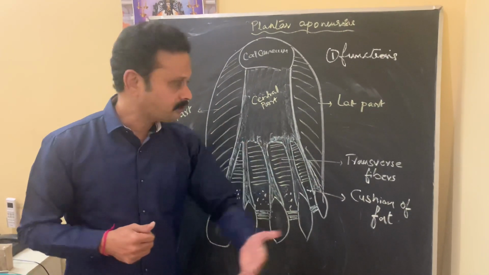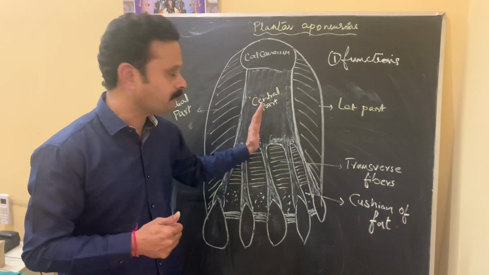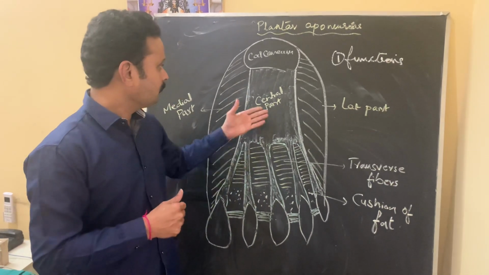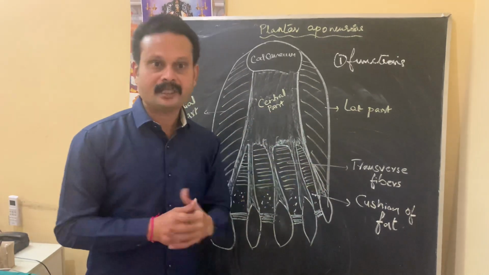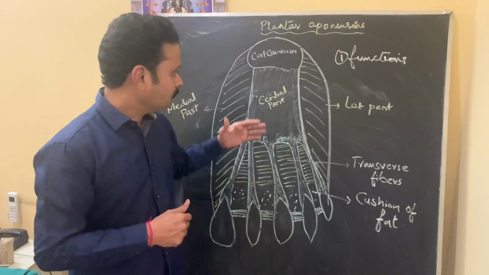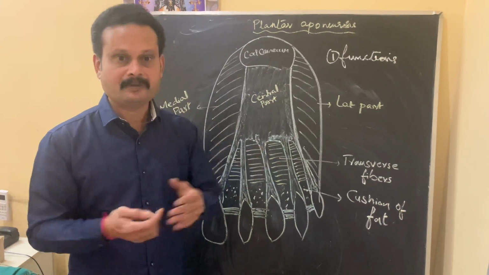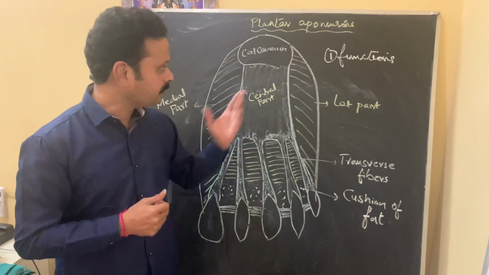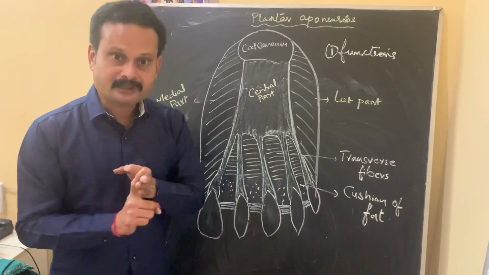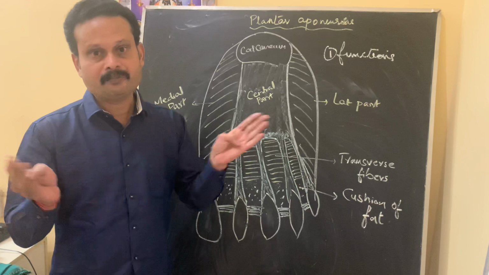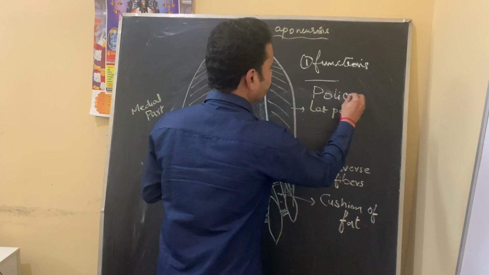It gives origin to the muscles of the first layer of the sole, that is abductor hallucis, abductor digiti minimi and flexor digitorum brevis. Number 3, it protects the underneath plantar vessels and nerves. Number 4, it divides the sole into compartments and subcompartments. So these are all the functions. Again I repeat, it maintains the arches, it protects the underneath vessels, it gives origin to muscles, and it is divided into compartments. Applied anatomy, we can see policeman's heel.